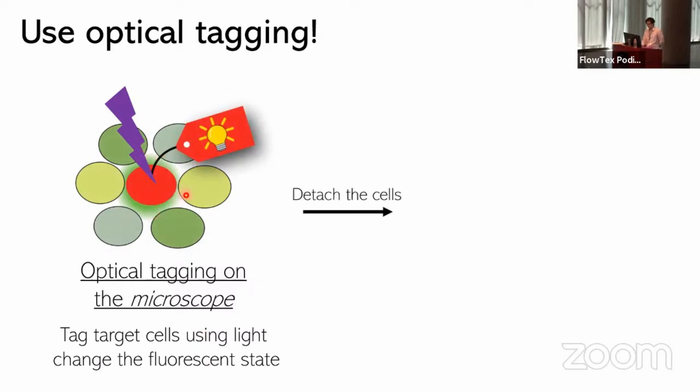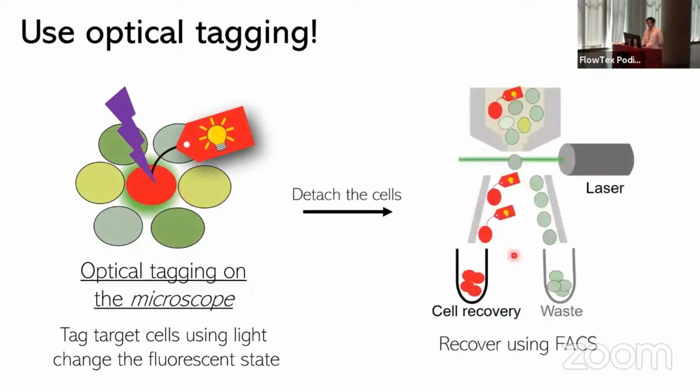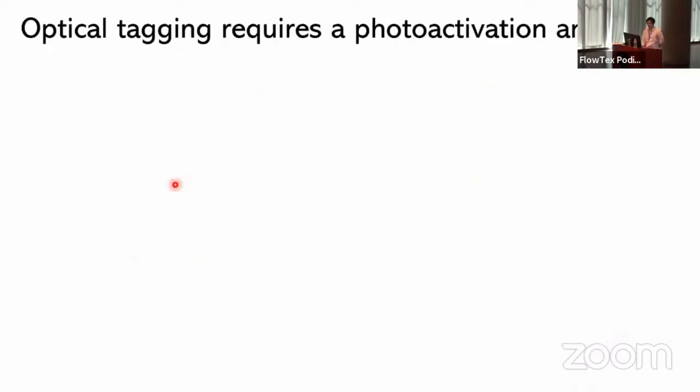And guess what's very good at detecting fluorescent state? FACS devices. So we detach the entirety of the cells and run them through a conventional FACS device, which allows us to isolate cells that showed an interesting phenotype under the microscope. So this is basically how optical tagging works. For optical tagging, you require a process called photoactivation and a hardware device, a DMD, on your microscope.